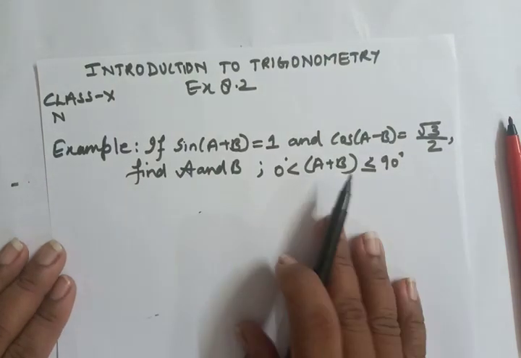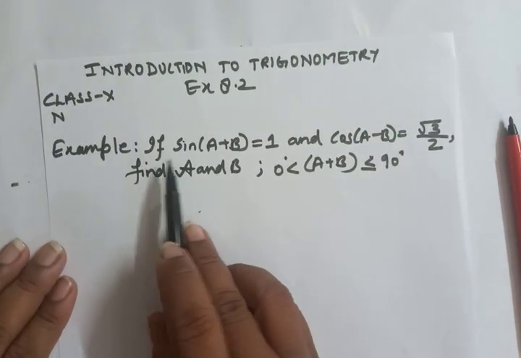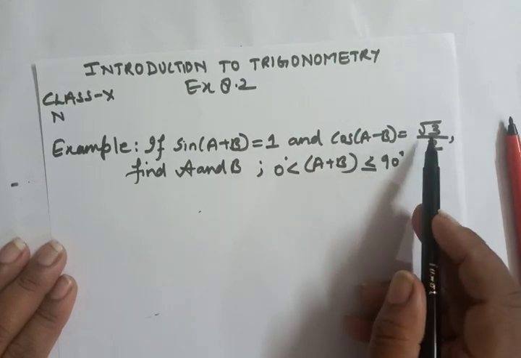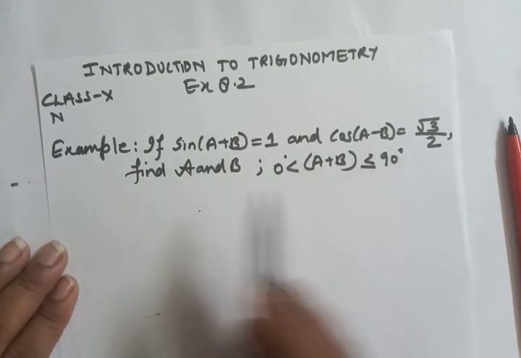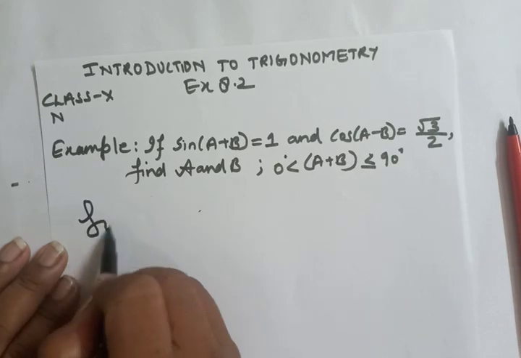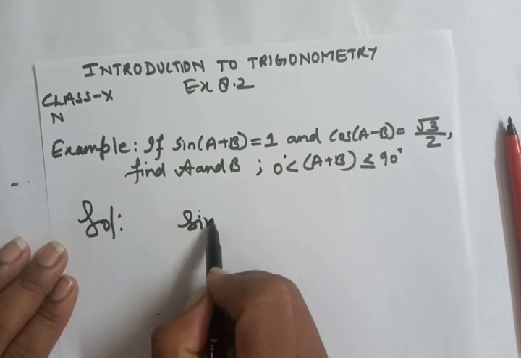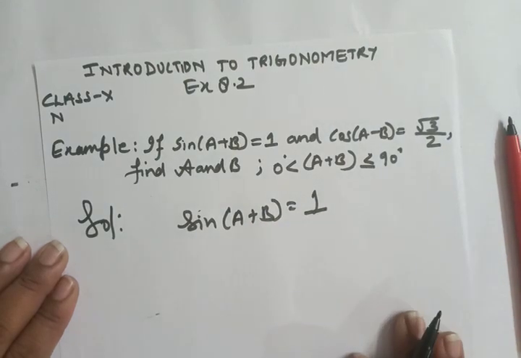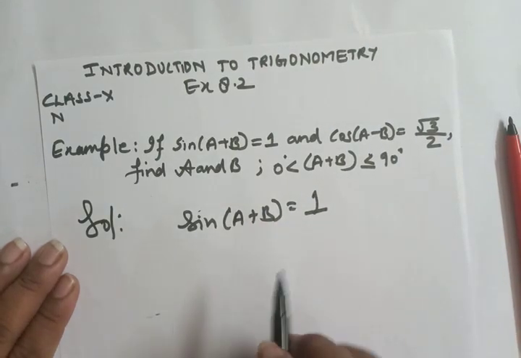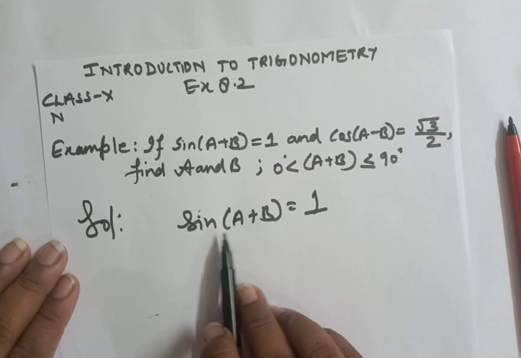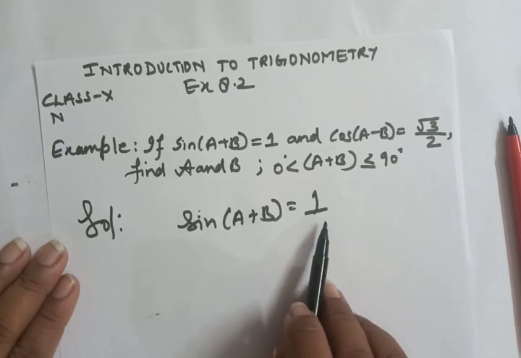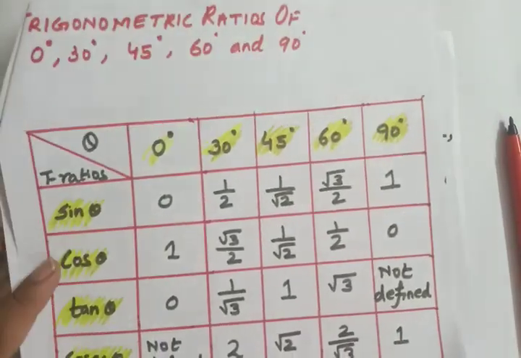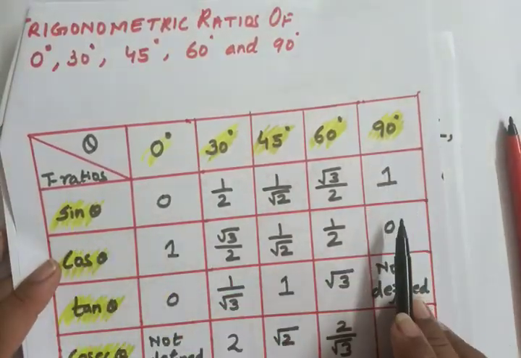Now this is also the same type of question. Sorry, if sin a plus b is equal to 1 and cos a minus b is equal to root 3 upon 2. So we are going to write sin a plus b is equal to 1. Now we have to see for which angle the value of sine is 1. So for 90, sin 90 is equal to 1.